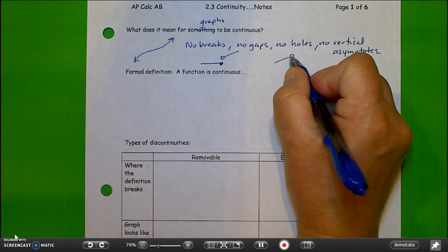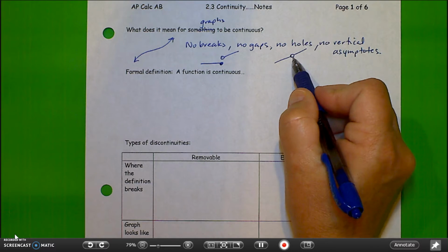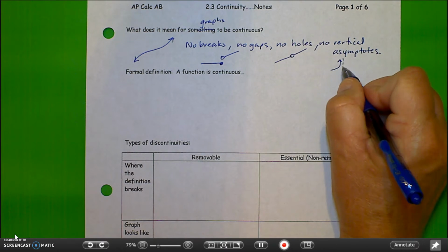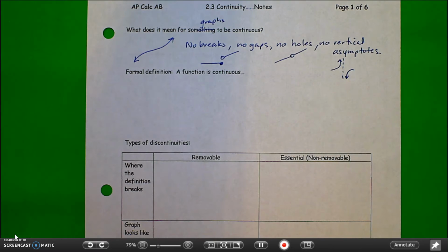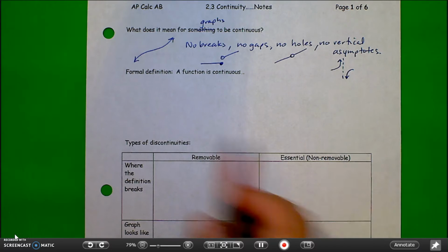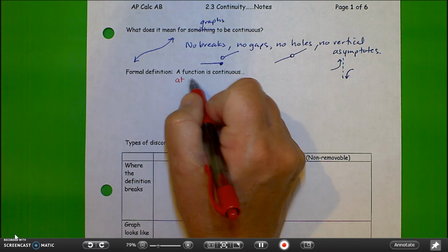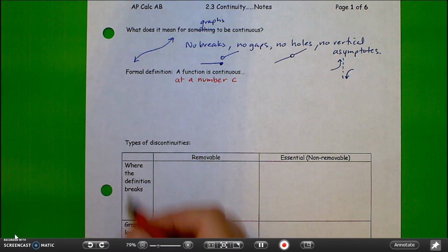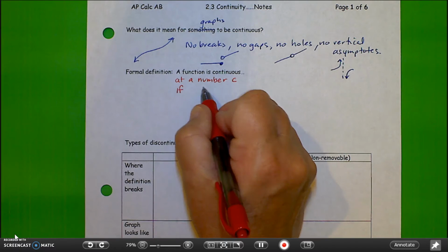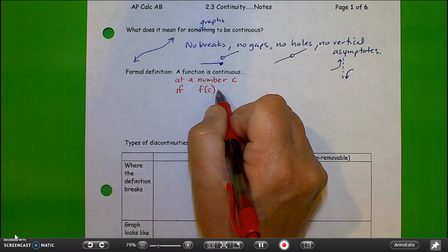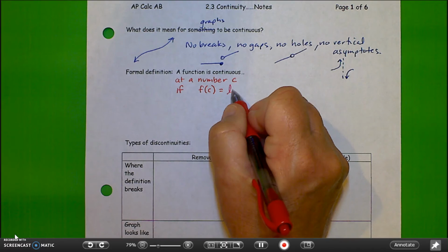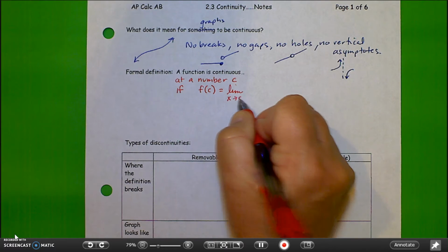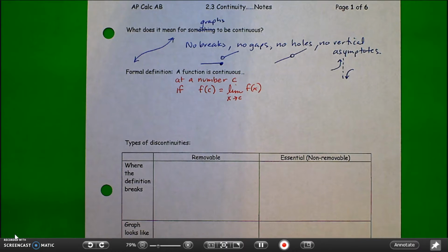A hole in a function is a place where it's not continuous. Vertical asymptotes would be a place where also a graph is not continuous. Those are informal definitions. Let's think about the formal definition of this. A function is continuous at a number c, so that's a value for x, if the function value at c, so the y value at c, is actually equal to the limit as x approaches c of the function.